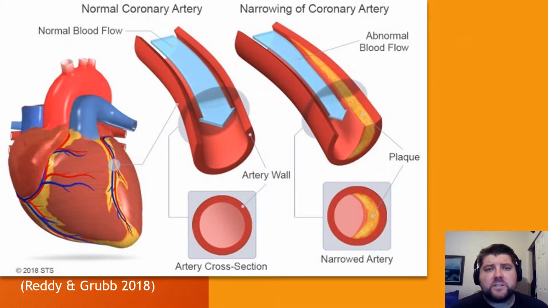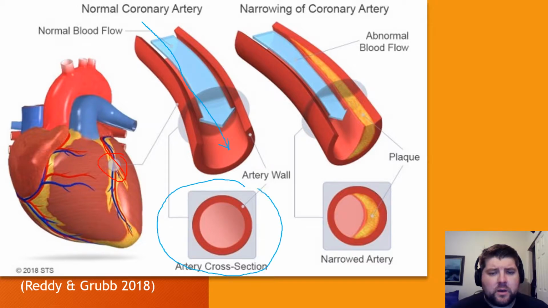So here we can see a normal coronary artery and where it happens to be on the heart. We can see here the coronary artery is in red and it occurs right here. So the blood would normally flow this way, and the cross section of the artery shows that everything's good, everything's healthy. This would be maybe a college student that is an athlete.